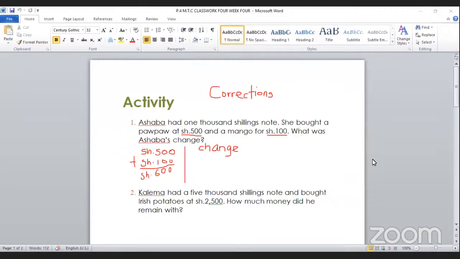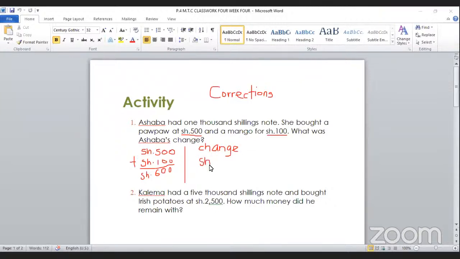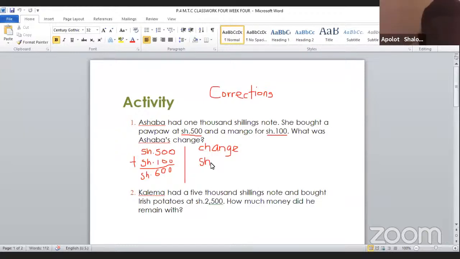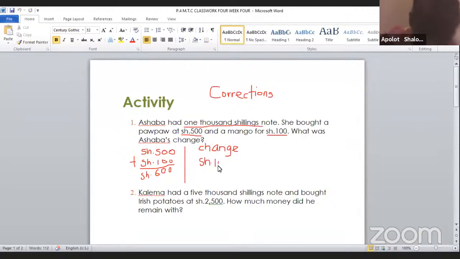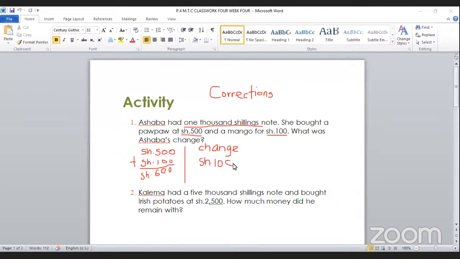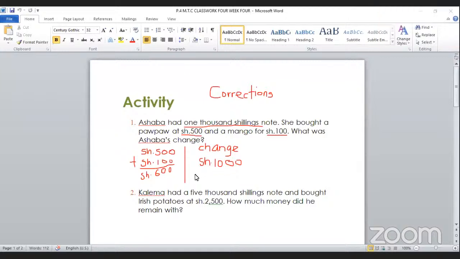Apollo, how much money did we go with? We went with 600 shillings. Yes, we have used 600 shillings, but how much money do we have to buy those items? At first, we are having what? This is what they have said, 1,000 shilling notes. So you put here your 1,000 shilling, and you take away the 600 that you have spent.